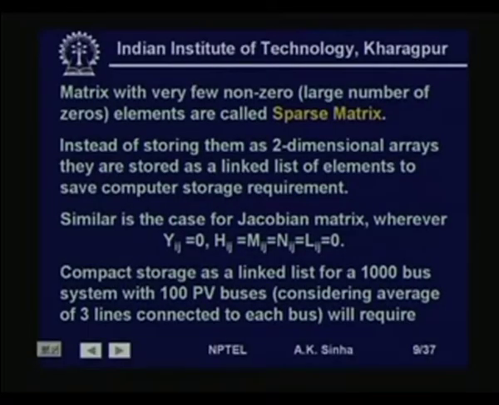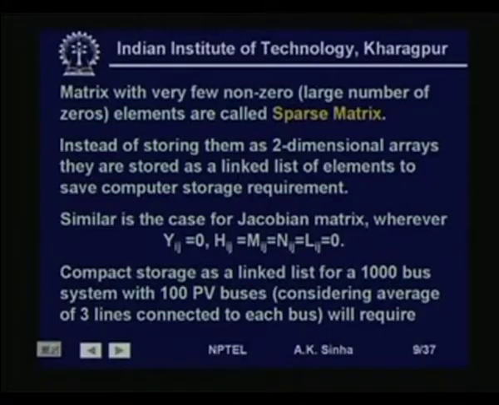That is, we need to identify these non-zero elements with their row and column numbers, and therefore, we need to prepare a kind of a linked list. That is, instead of storing the Y bus elements as a two dimensional array, they are stored as a linked list of elements to save computer storage requirement. So, this way if we store them as a linked list, then we will save a large amount of computer storage.